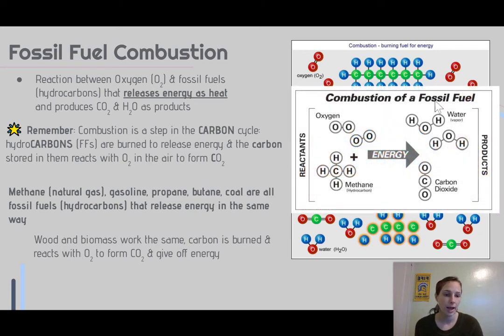If we look at a simplified chemical reaction for it, we start with oxygen and we start with the hydrocarbon. You'll need a little bit of energy inputted, but you will also get a release of energy. And afterwards, you're going to have carbon dioxide and water as the products in this reaction.